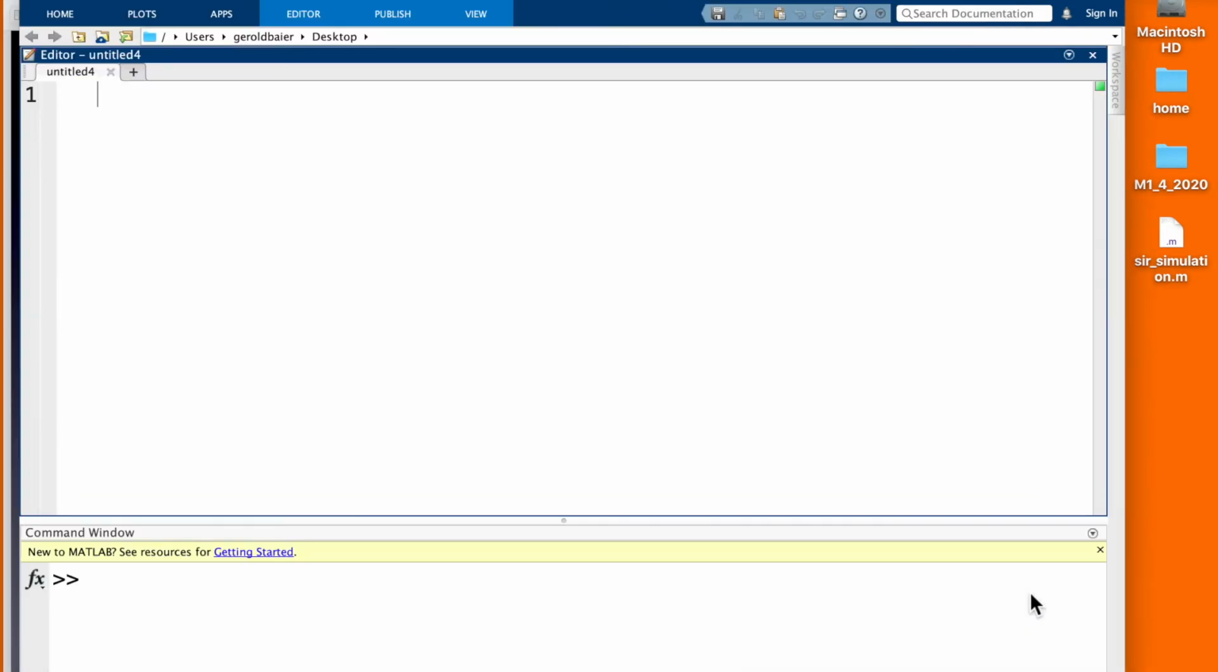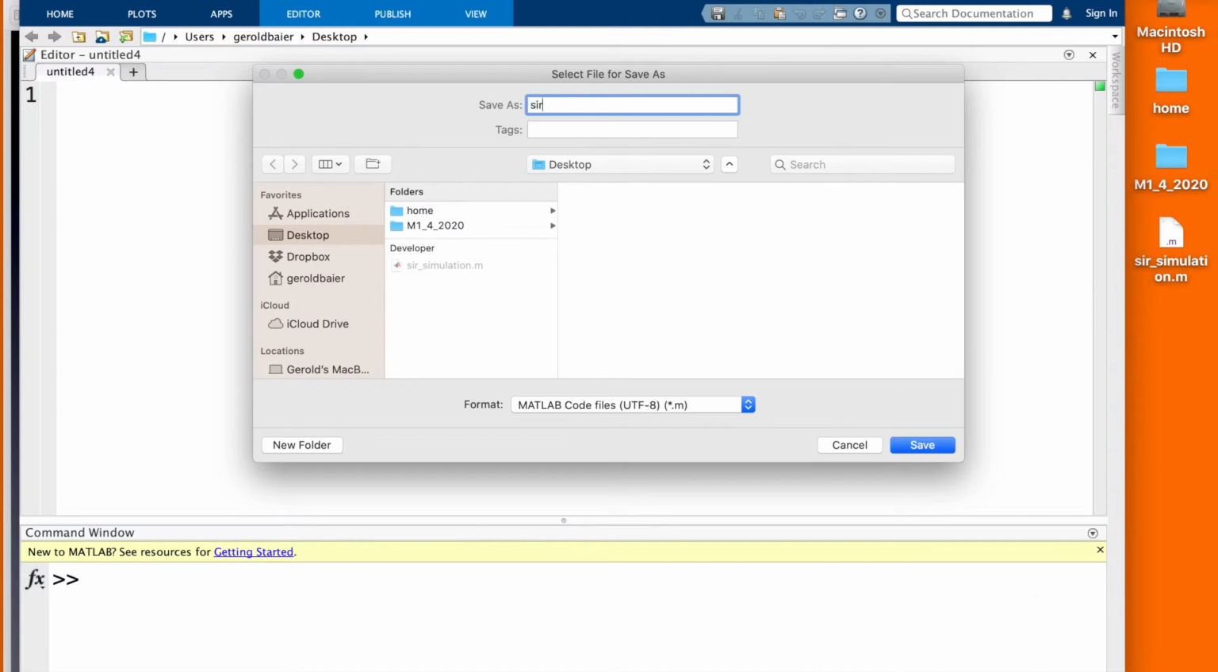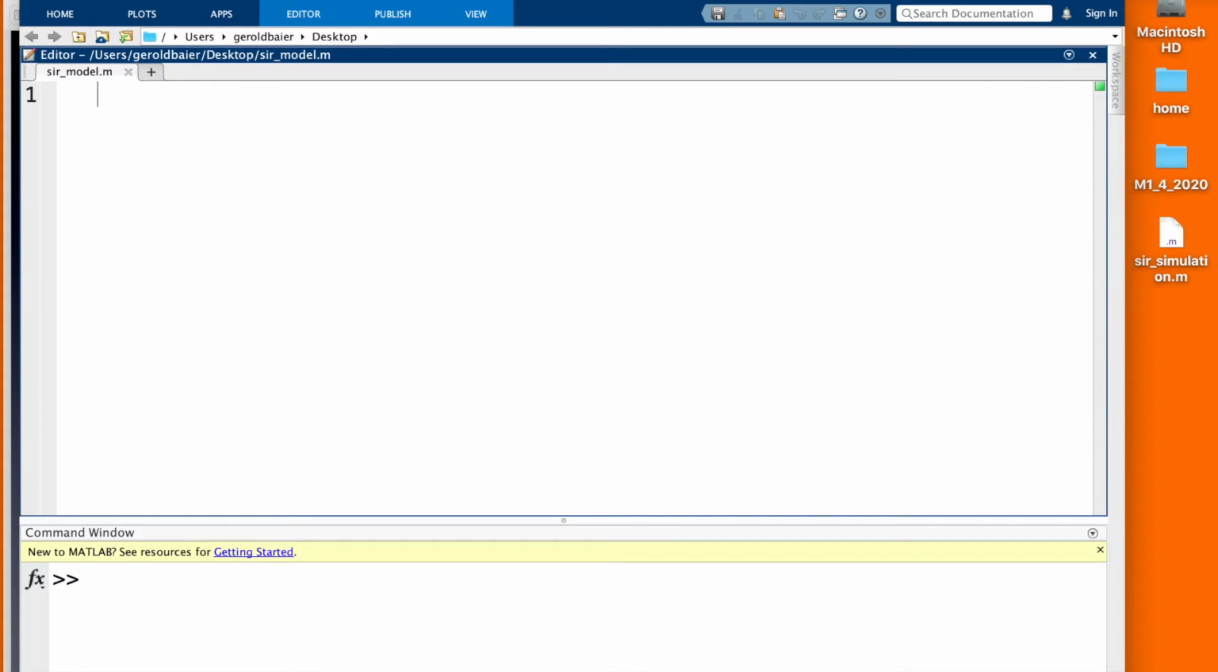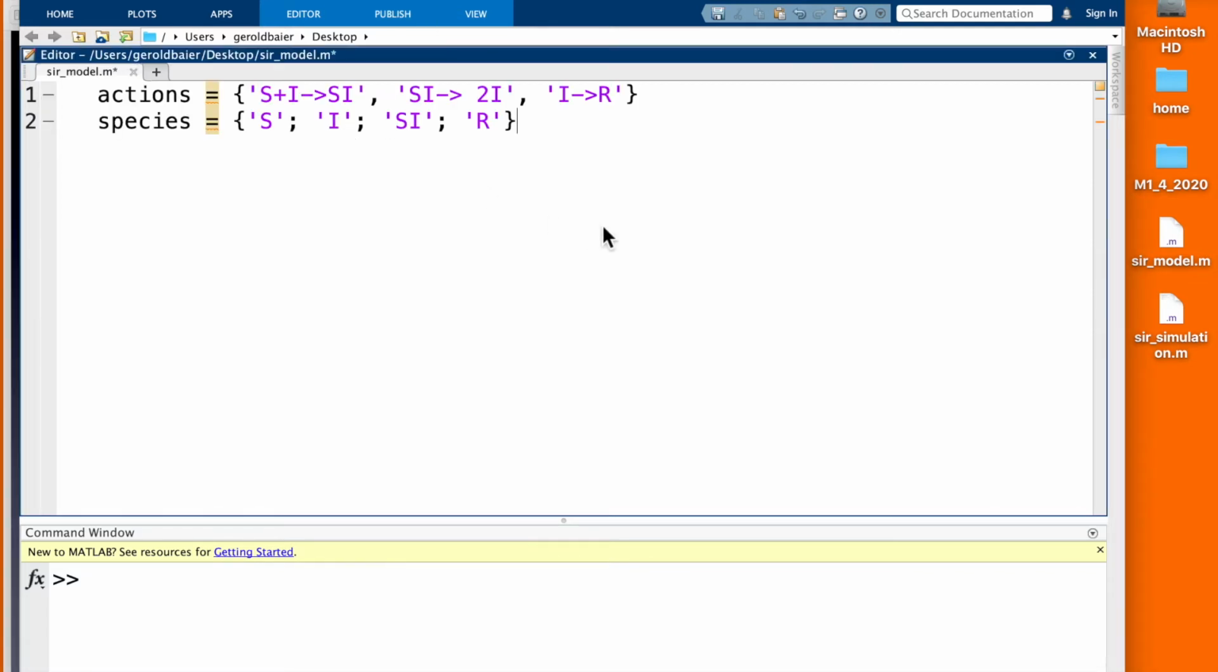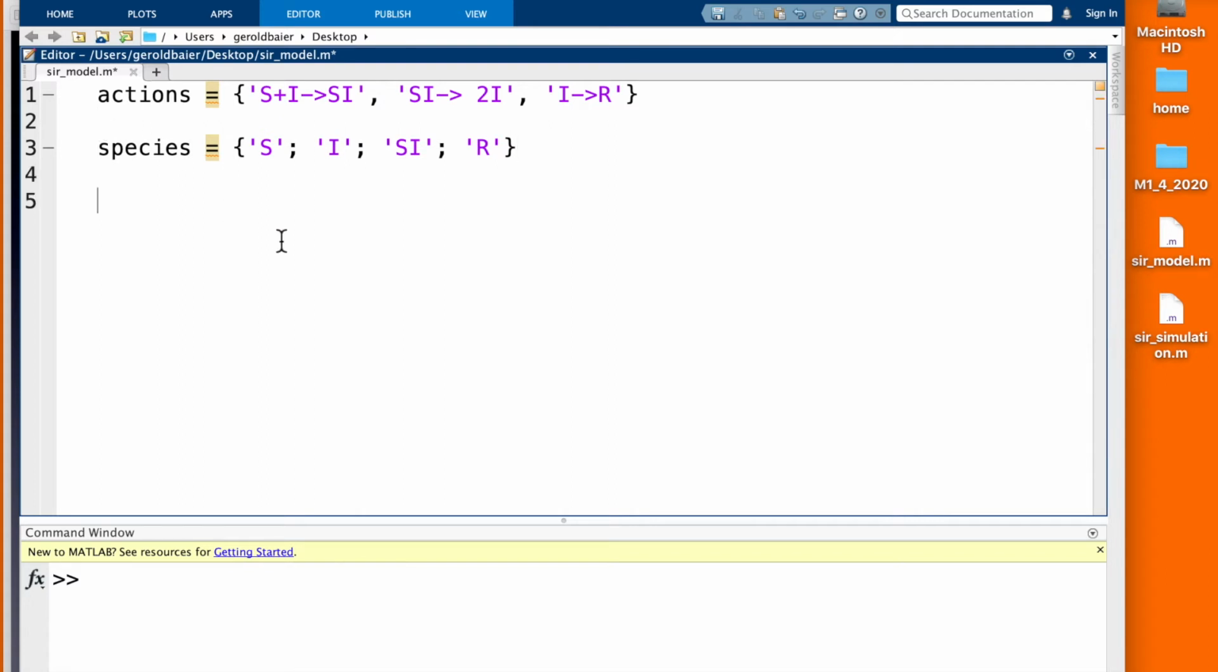So set up a new MATLAB window, save it as SIR model, for example, and having that model saved, I can now fill in a couple of things. So the first thing I want to do is put into the code a reminder of what the actions and the species were. So I'll just copy that in here. So the actions are 3 actions that define our assumptions about what is happening, and the species are the 4 species that we assume to be interacting according to that model.